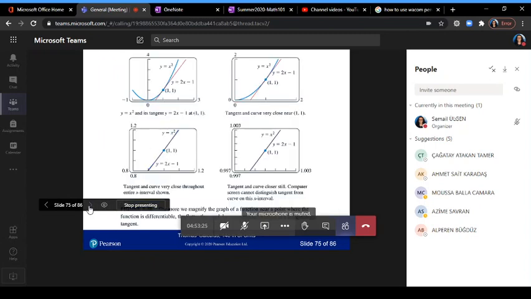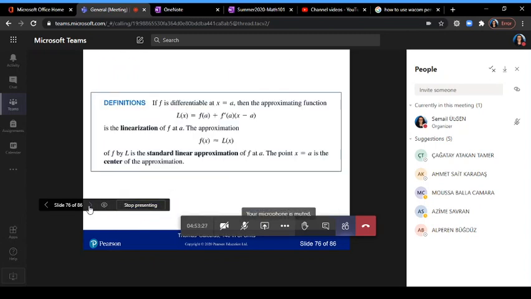Let's see. I'm going to show some examples about that too. We can directly apply the formula we have found. Okay, I'll give some examples on that too.